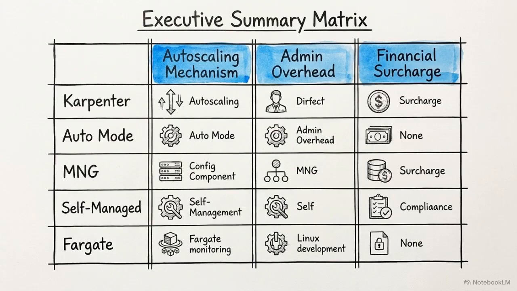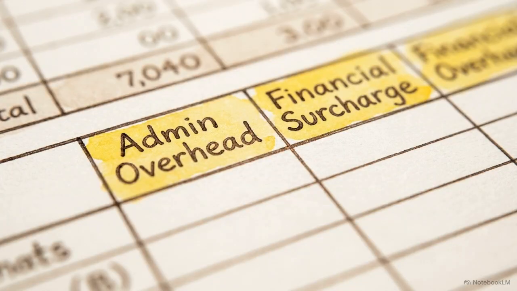This summary matrix provides a final reference point. True architectural mastery in EKS is not achieved by deploying the newest abstraction. It is achieved by strictly aligning your underlying infrastructure with your organization's FinOps budget and engineering tolerance.